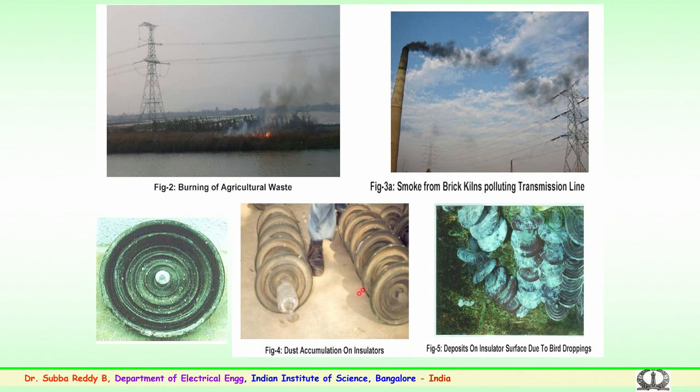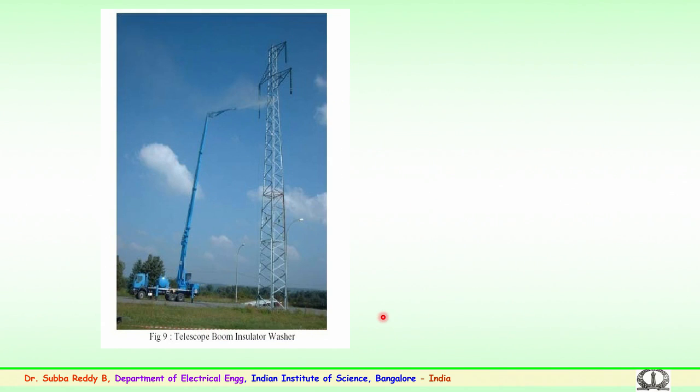So, this is one more example of how the dust, particularly near the cement factories or because of some quarries, goes and settles over a period of time and makes the insulator completely polluted, and it may lose the insulating properties for which it is designed.